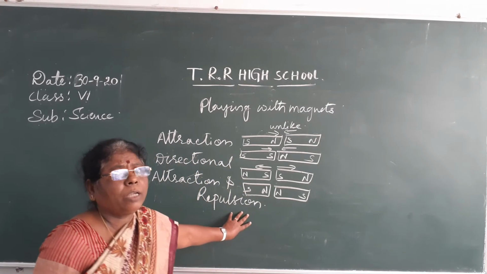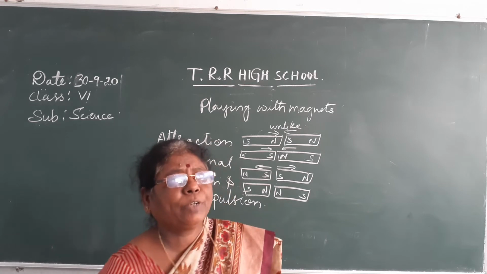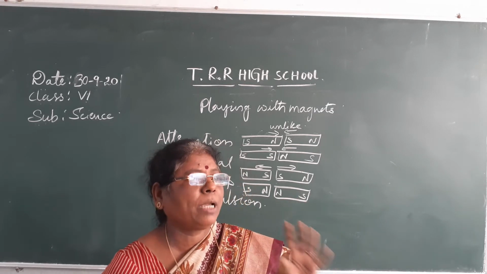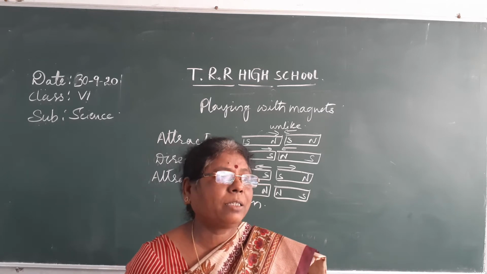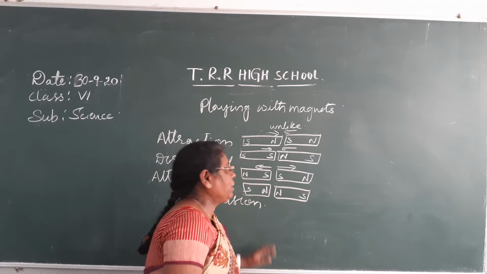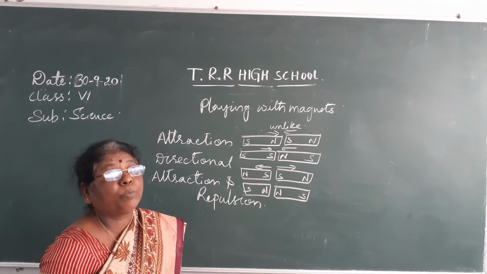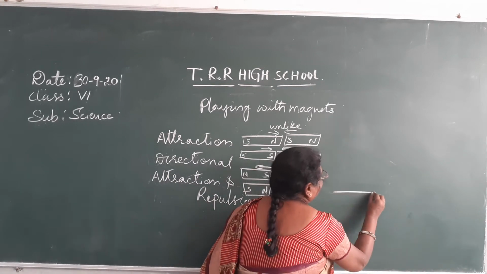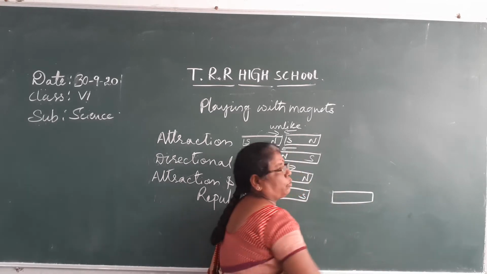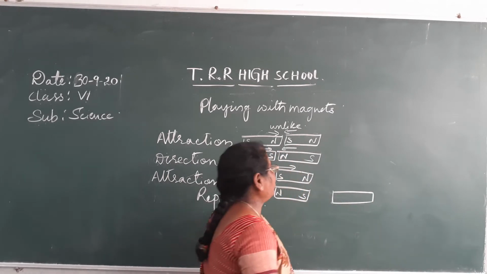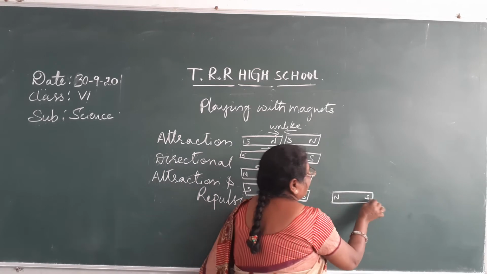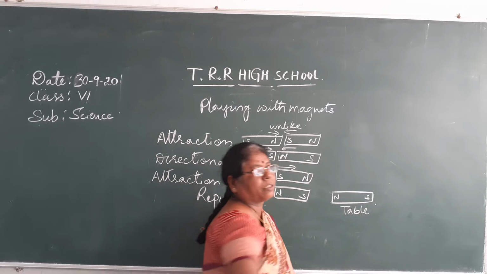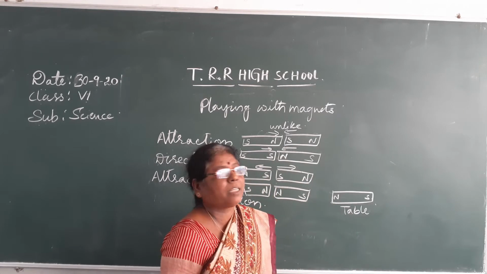And I explained how to identify magnetic materials, non-magnetic materials and magnets. Already I explained that in the previous class. Now coming to Earth behaves as a magnet. How to know? See, take a magnet. Keep the magnet on the table. So this table behaves as an earth.